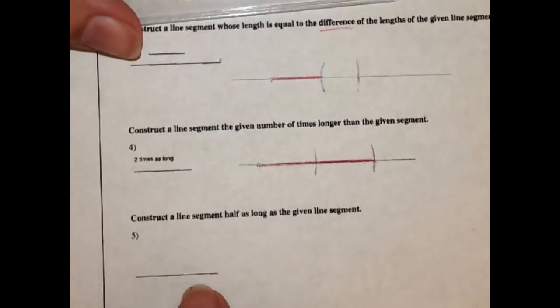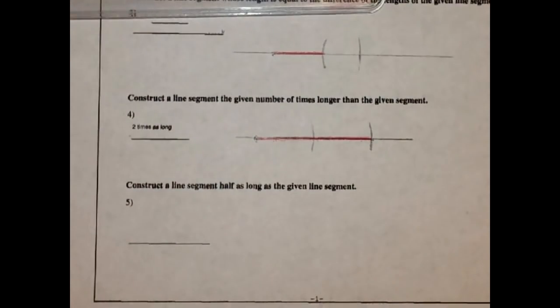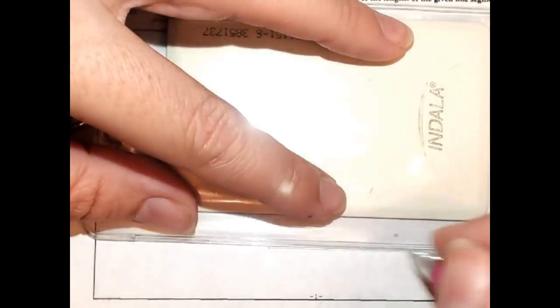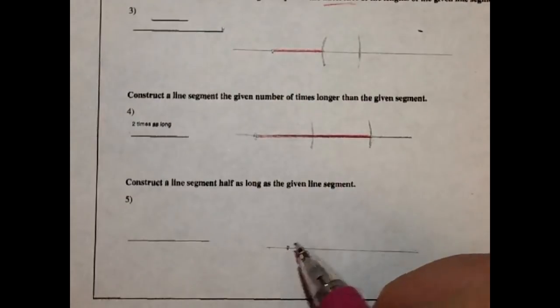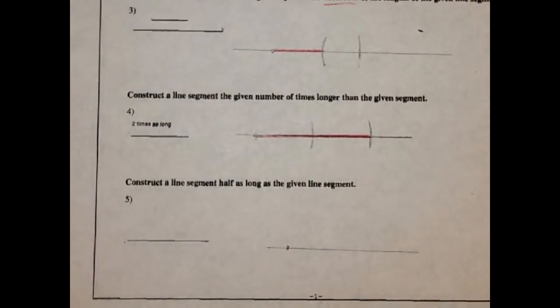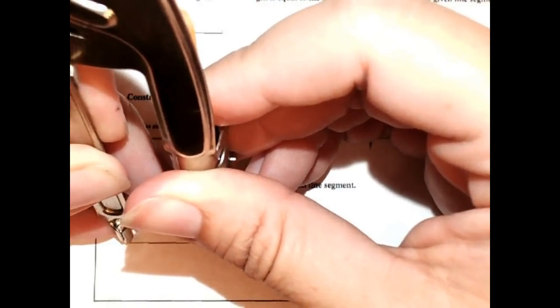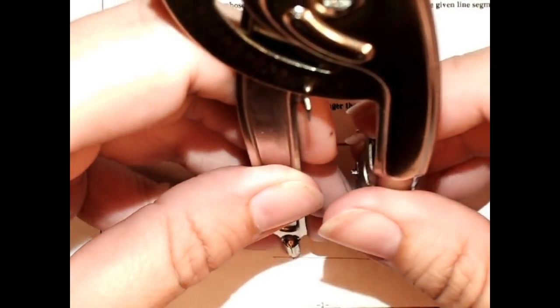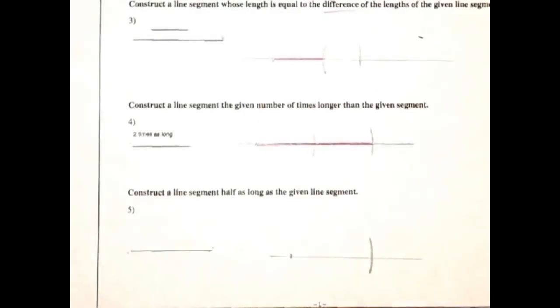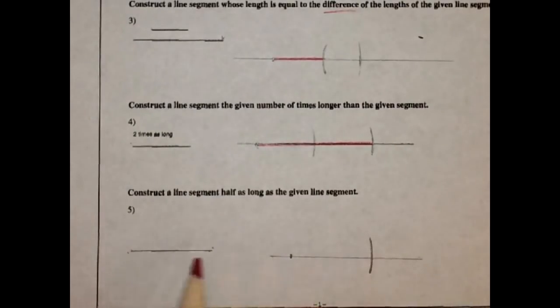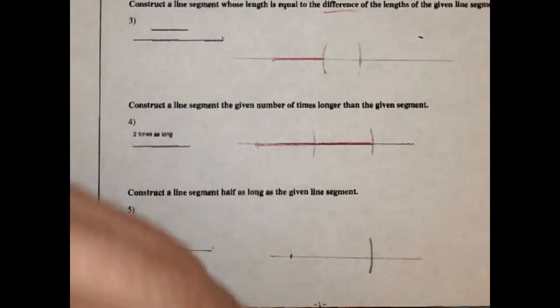Now it says construct a line segment half the length of this. So I'm once again, every time, notice I'm starting with a line. And I'm going to start with the point where I'm going to put it. So first I need to transfer this line over here. So now I have this line that's exactly the length of that one. Now I need to find the middle of this line, and we're going to be doing this several different times.